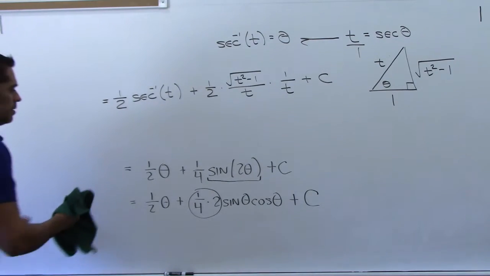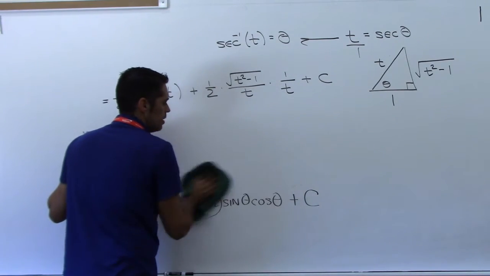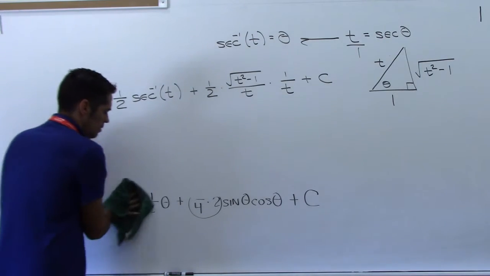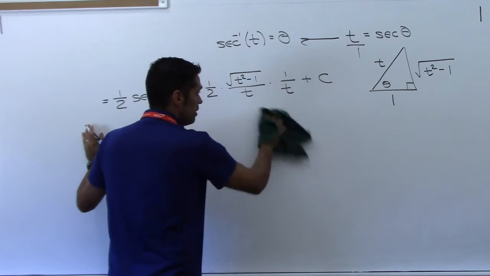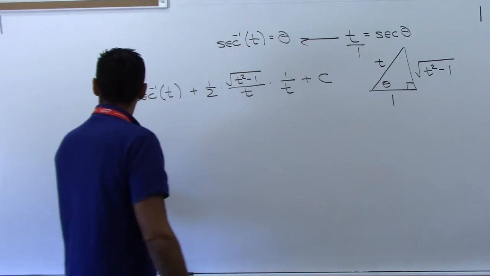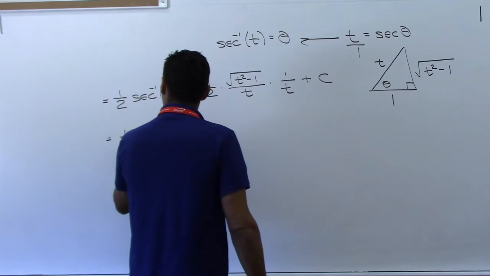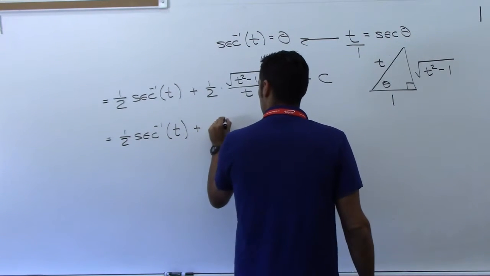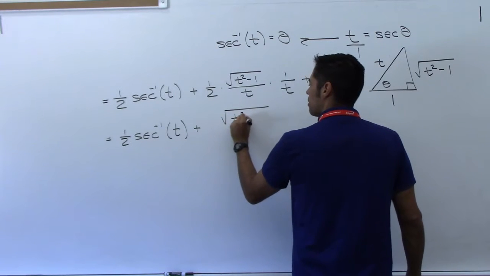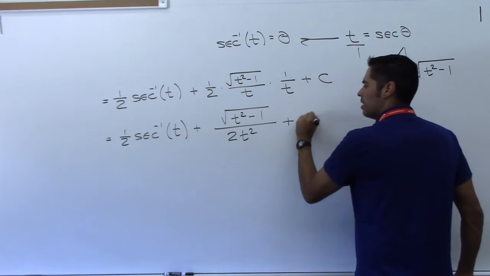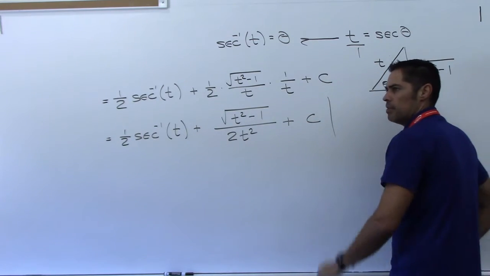And I'll clean it up a little bit. Not much, but a little bit. I just don't like the 2 t's down here like that, so I'm just going to put them together. So 1/2 arcsecant t plus root t squared minus 1 over 2t squared plus c. Box it, that's your answer.